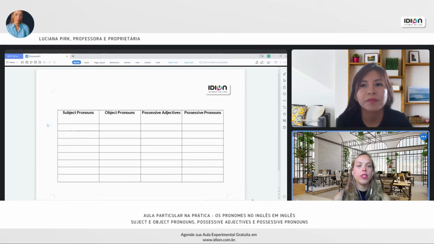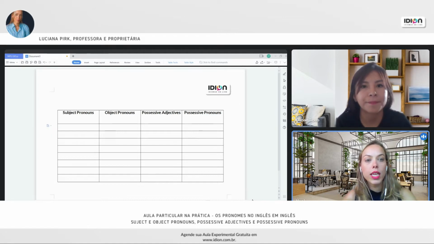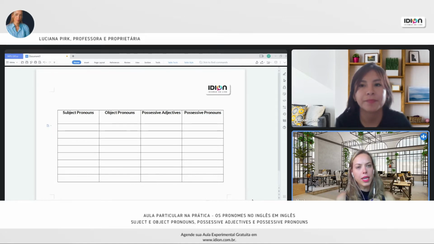So we have the subject pronouns, the object pronouns, the possessive adjectives, and the possessive pronouns. The possessive adjectives are the only ones who are not really pronouns. But it's easier to have them here so we can see how to use them and to compare them with the possessive pronouns, right? Because they all show the possession.